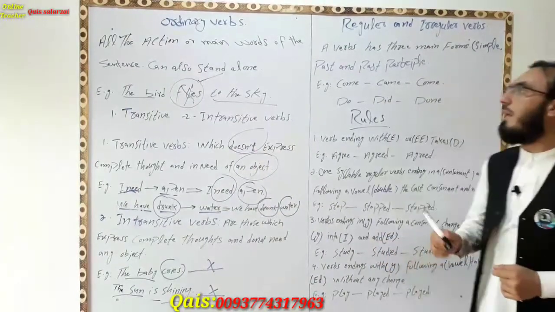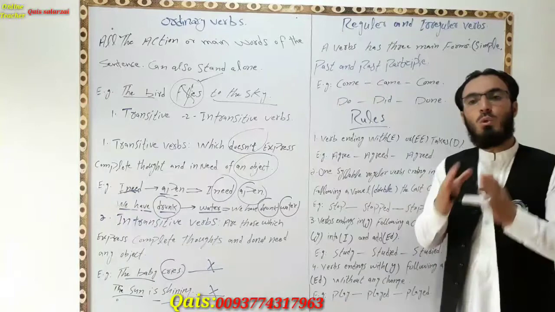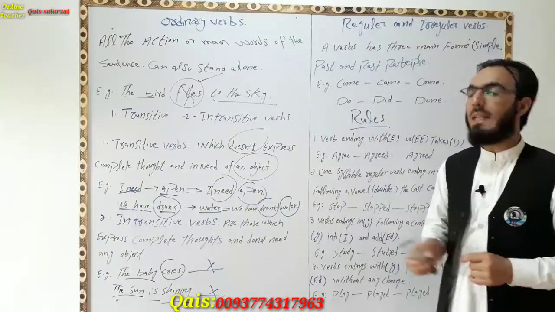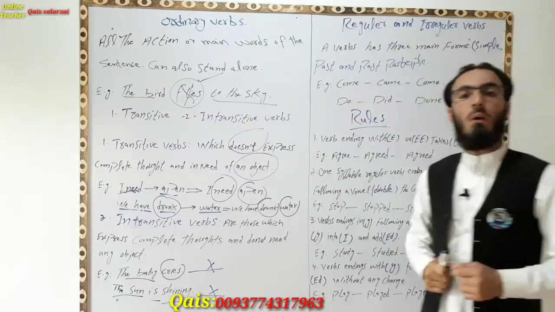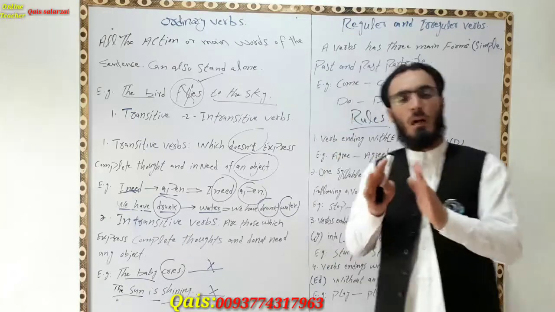Now let's move and study another fact about the verb. We can find a verb in two forms. One is called regular and the second is called irregular verb. Now what is a regular verb? What is an irregular verb? We are going to discuss that after a few minutes.